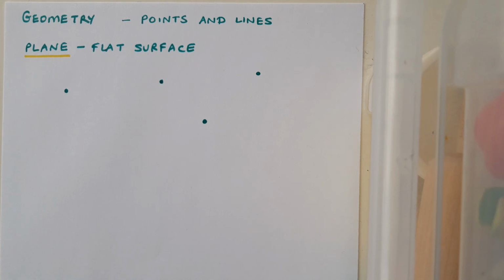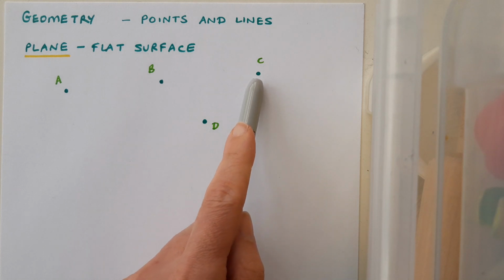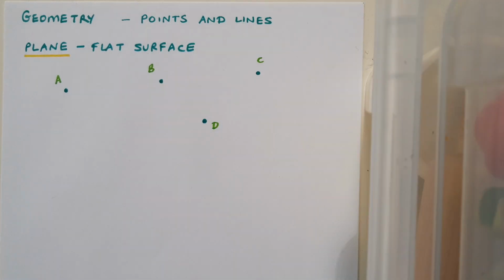And if I want to make it clear which point I'm referring to, if there's a number of different points on a page or on a plane, then it's a good plan to give them all individual names. So I've decided to call these points the points A, B, C, and D. So now when I talk about the point C, it's obvious that I'm talking about this point here.